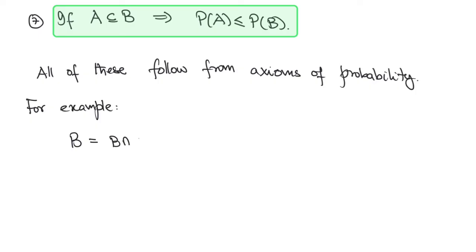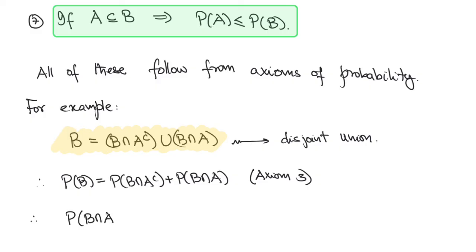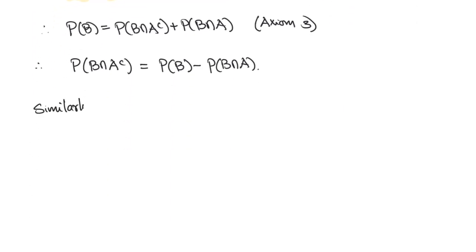It's easy to notice that the set B is going to be the union of B intersect A complement and B intersect A, and this is going to be a disjoint union, which will give us that the probability of B is going to be equal to the probability of B intersect A complement plus the probability of B intersect A, which gives us the equation that we are looking for in point 5.